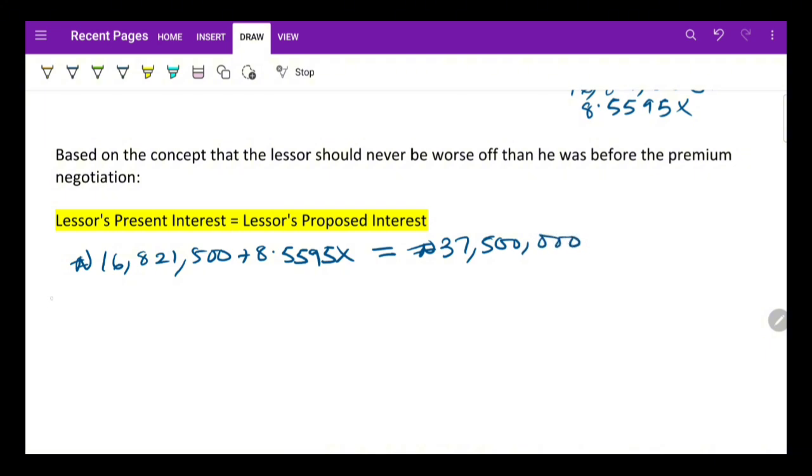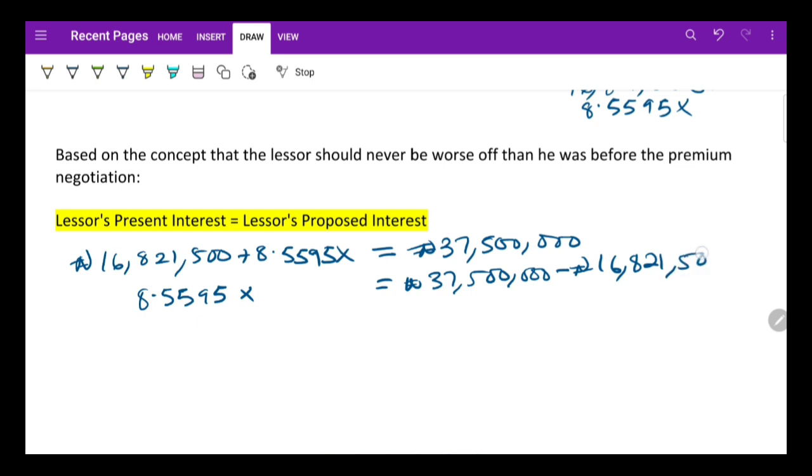Okay. So now we're going into pure mathematics, because what we are looking for is x. 8.5595x is equal to 37,500,000 minus 16,821,500, because we have brought this 16 now to the other side, it becomes negative, right? And that gives us 20,678,500.